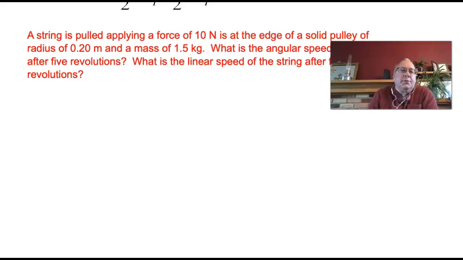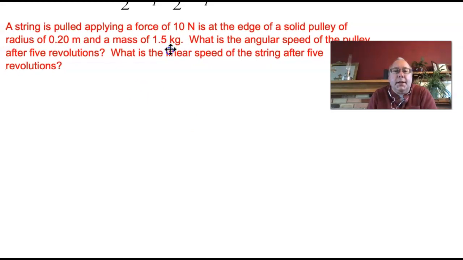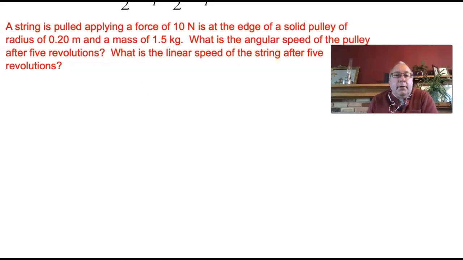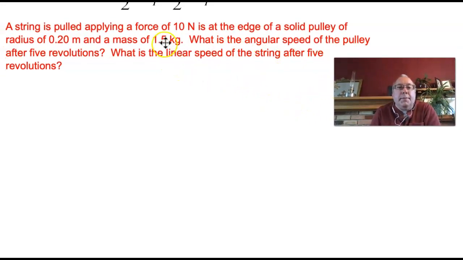All right, so if we have a string pulled, applying a force of 10 newtons at the edge of that solid pulley of radius 0.20 meters and a mass of 1.5 kilograms, we could ask: what is the angular speed of the pulley after 5 revolutions, and what would the linear speed of the string be after 5 revolutions? So we're just going to apply the work-change in kinetic energy theorem like we just saw.